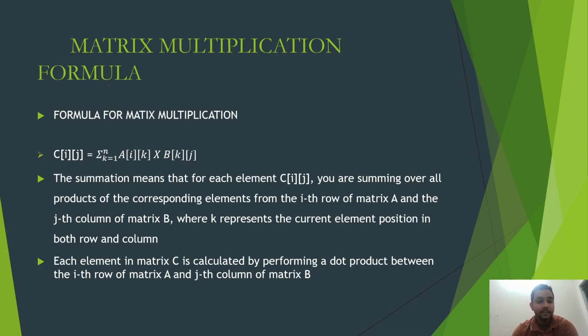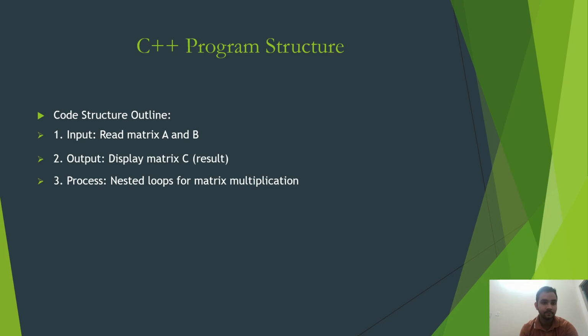The summation means that for each element Cij, you are summing over all the products of corresponding elements from the ith row of matrix A and the jth column of matrix B, where k represents the current element in both row and column. Each element in matrix C is obtained by a dot product between the ith row of matrix A and the jth column of matrix B.